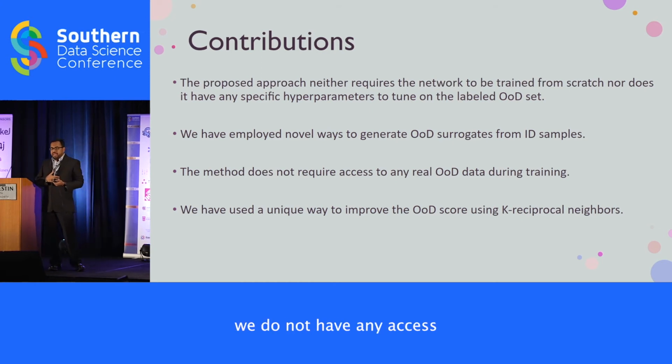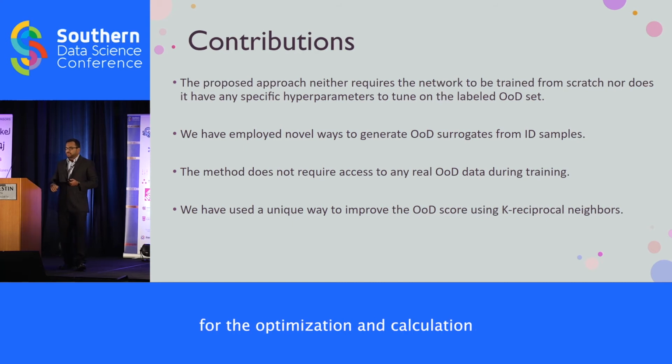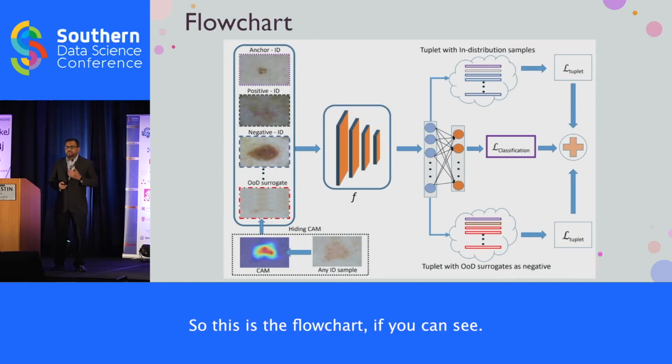We do not have any access to real out-of-distribution data during the training process, and we actually use the k reciprocal neighbors rather than the k nearest neighbors for the optimization and distance calculation purposes. So this is the flow chart, if you can see.